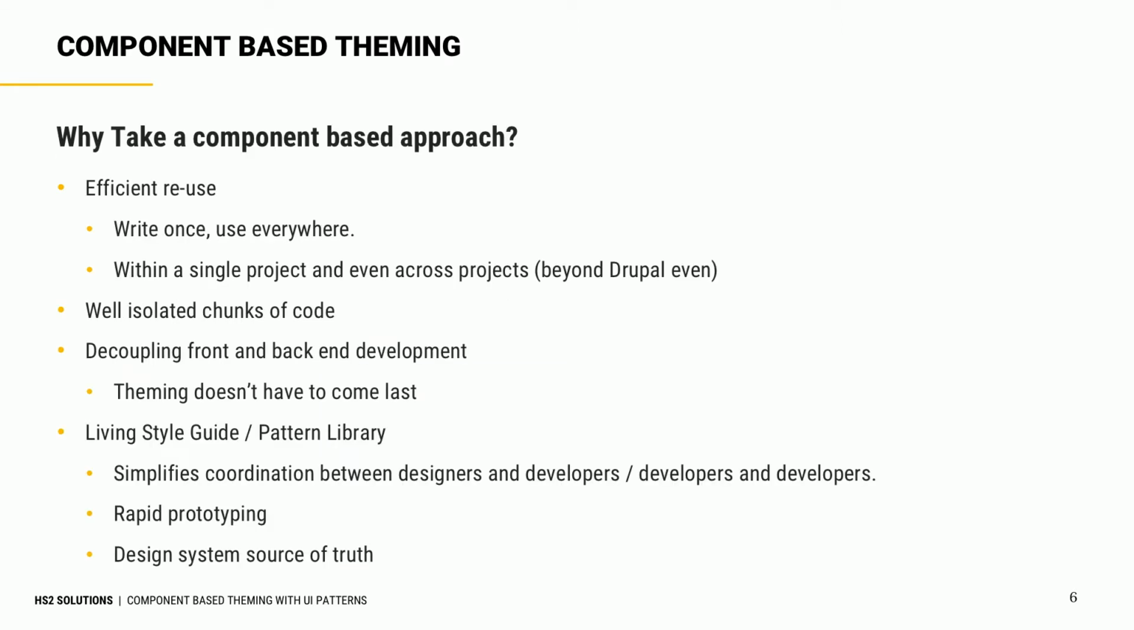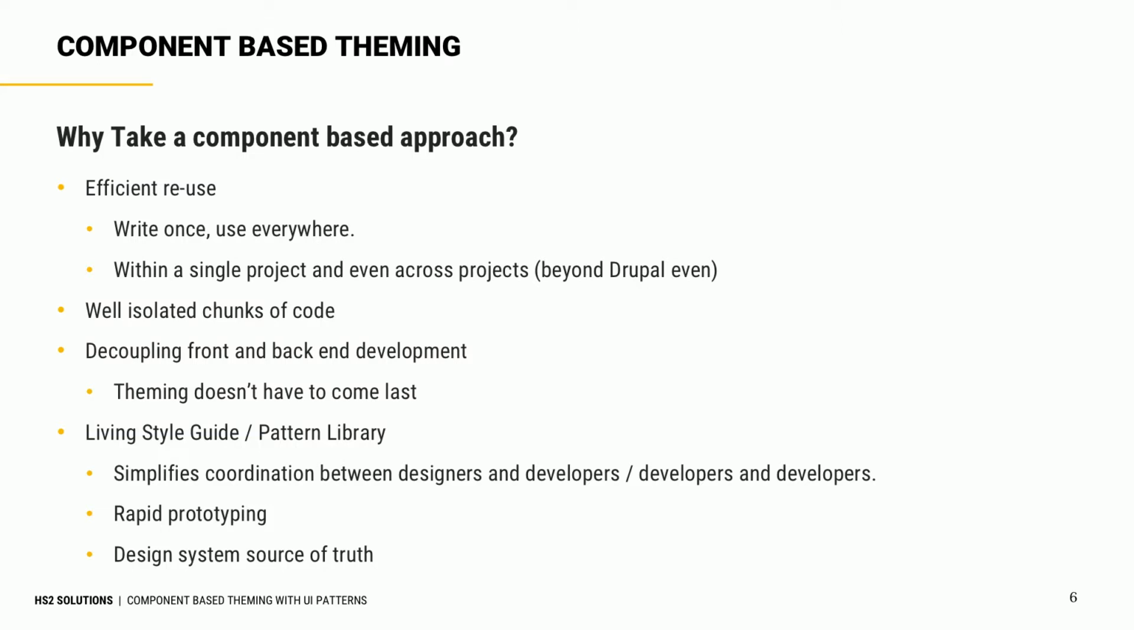So why would you take this approach? A lot of reasons. Nice, efficient reuse. So you build these components and then can reuse them in consistent ways. It could be in a single project. It could be across multiple Drupal projects. Or if your pattern library is an external dependency to your Drupal theme, for example, it could be even beyond just Drupal. And then you get nice, well-isolated chunks of code, especially if you're following a naming convention like BEM. You can pretty clearly see which component is which and what its individual parts are.